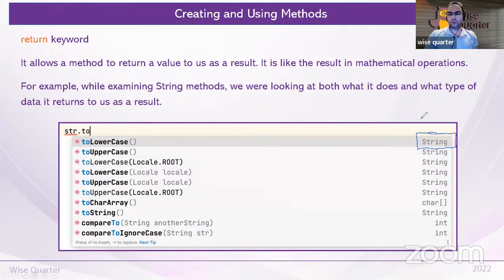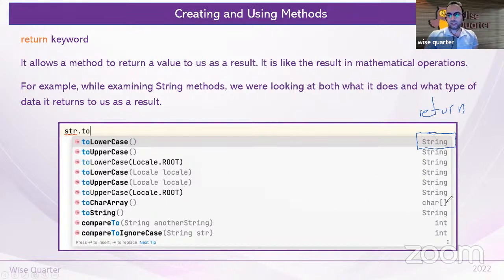This is the return. It means this method will return us a string. If you want to save the result of this method, you should create a string data type. Otherwise, it won't work. And all these methods will return us a string.